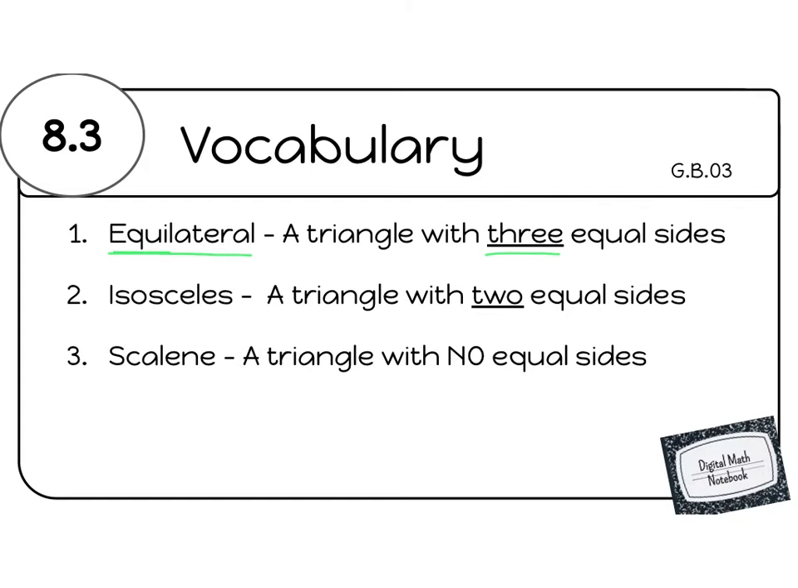If a triangle only has 2 equal sides, then we call it an isosceles. Isosceles has 2 S's at the beginning, which is how I remember that it has 2 equal sides. And a scalene triangle has no equal sides. Please pause to type the answers into your digital math notebook now.